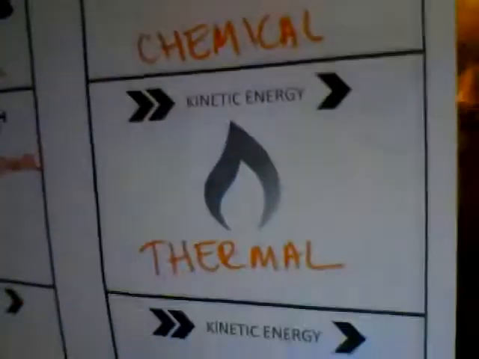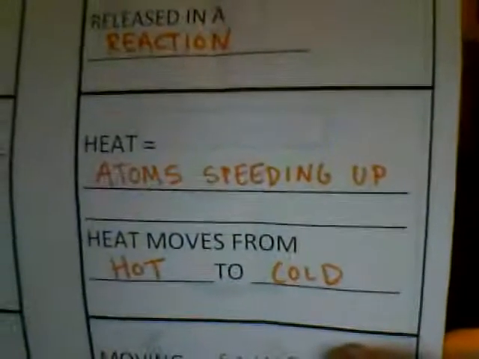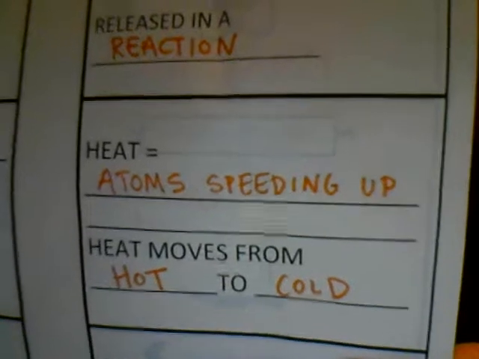So the first one we see is this flame. And just like we talked about exothermic and endothermic, heat in science is thermal. So we're going to write thermal energy under that flame. And thermal energy is just heat. What heat really is, is atoms speeding up or slowing down, and heat moves from hot to cold.